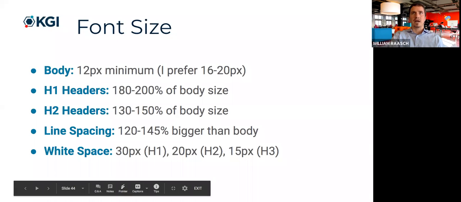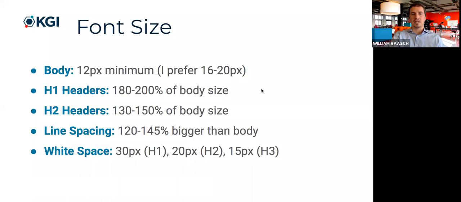All right, here's a couple guidelines on font size. I won't get too much into this, but basically know that there are guidelines. And then you can refer back to this as you're starting to design your web page. But basically, you want your font to be no less than 12-point font.